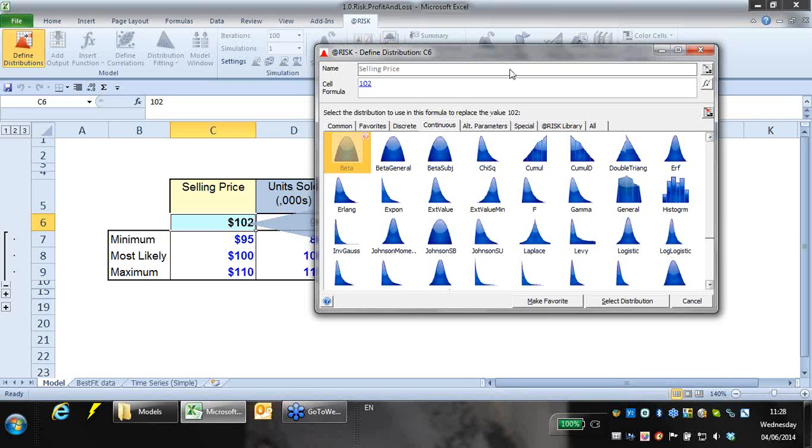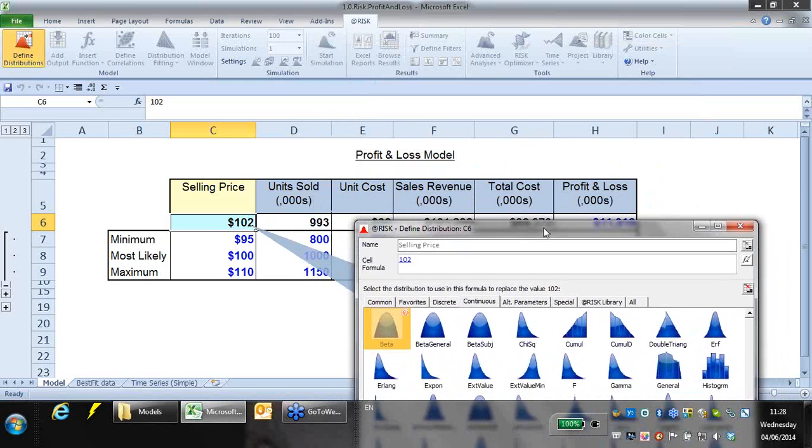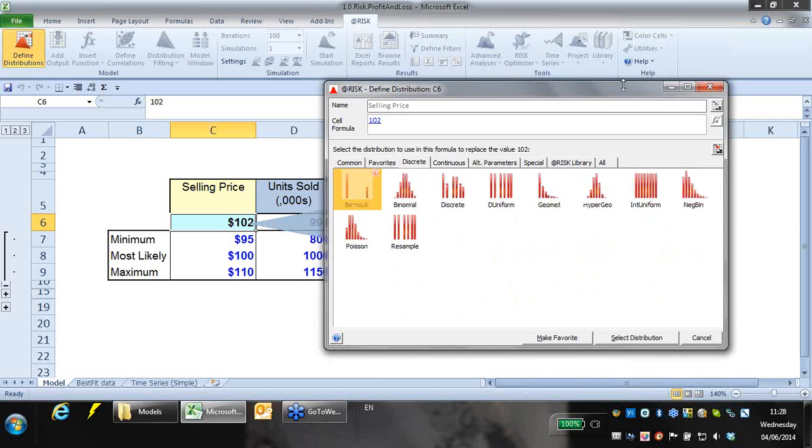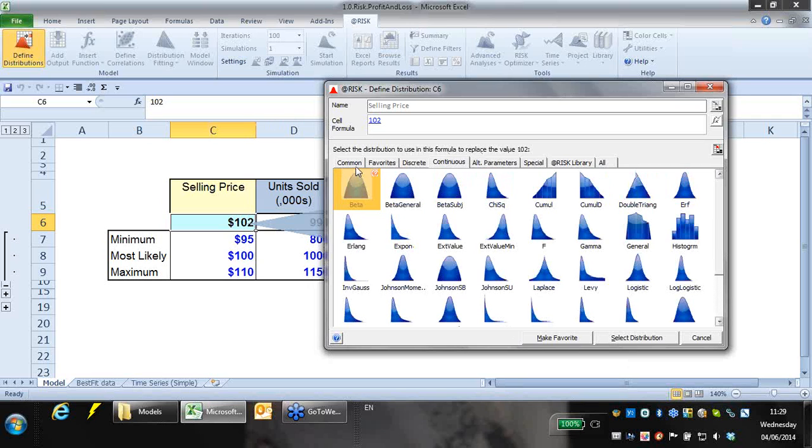For things like selling price, units sold, and unit cost, certainly those would be good choices. But for things like risk events, we typically use discrete distributions, where we want to know how many times this event happens, does this risk happen, yes or no, and so on. But for now, I'm going to use a continuous distribution.